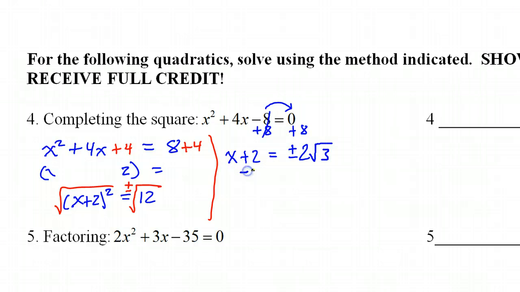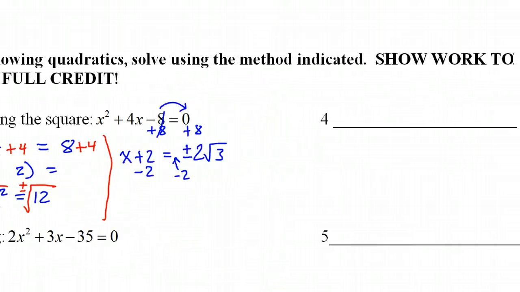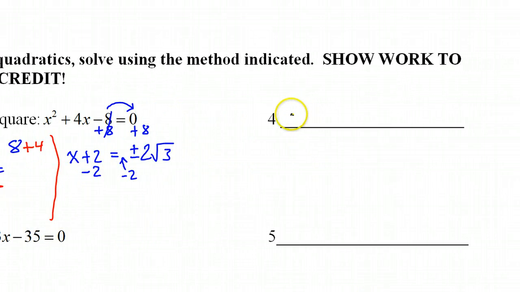Now we need to just subtract 2 from both sides, being careful to put it in front. And that really is going to be our final answer, so I'm going to go ahead and put it here. x equals negative 2 plus or minus 2 root 3.